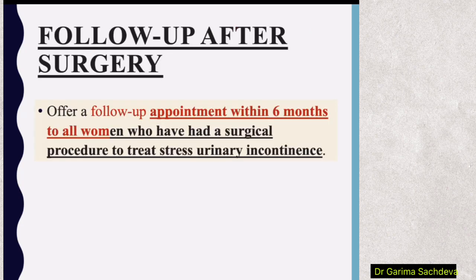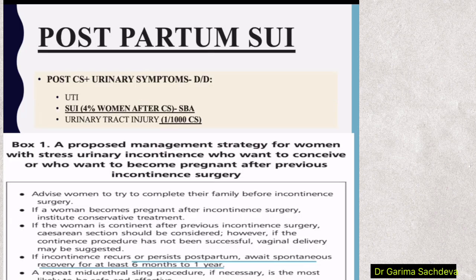Then, if you have done the surgery, when do you call the patient? Call the patient back after PFMT. After advising them pelvic floor muscle training, you ask them to come back after 12 weeks, 3 months. And after surgery, you have to follow up after 6 months, to check whether there is recurrence or something. So this was about the management of stress urinary incontinence.